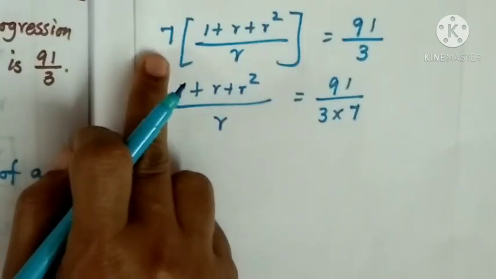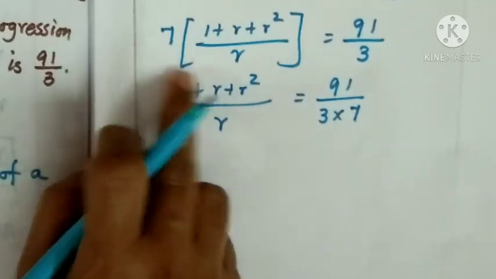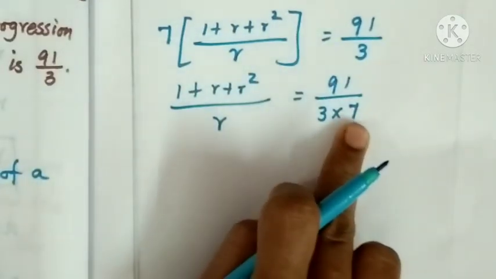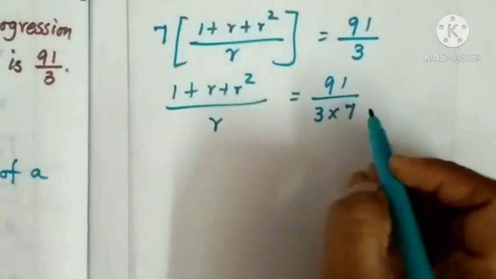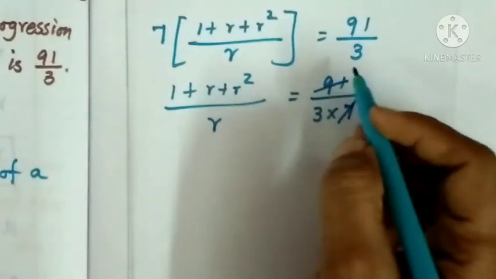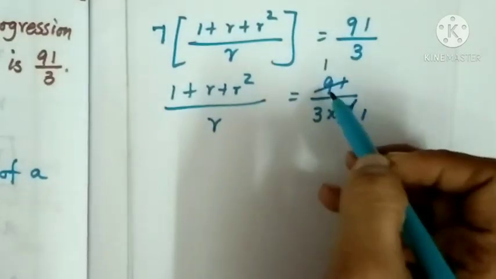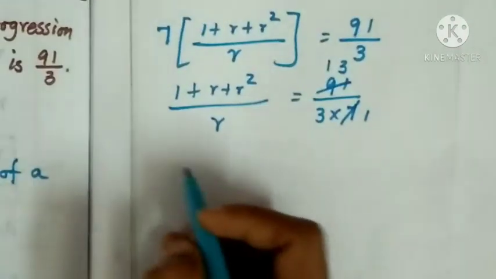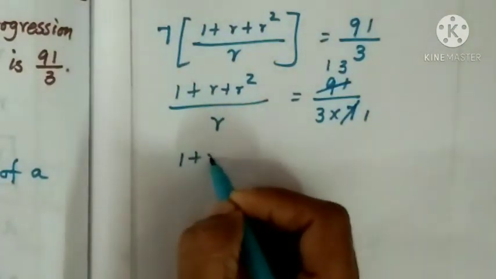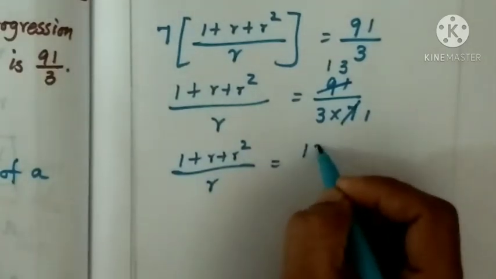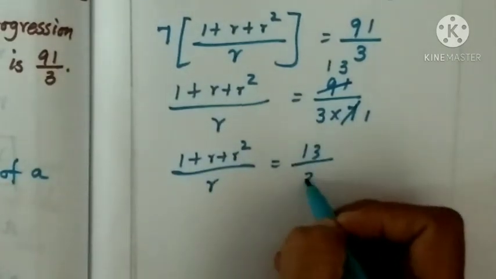Here 7 is in multiplication form. Transpose this after the equal sign, and it becomes divide. Now you have to cancel this by the 7 table. 1 7 is 7, 1 7 is 7, remaining 2, 3 7s are 21. Therefore, 1 plus r squared by r is equal to 13 by 3.